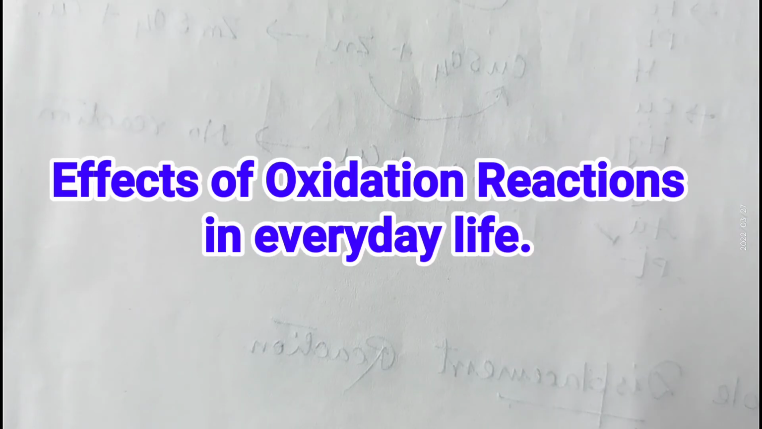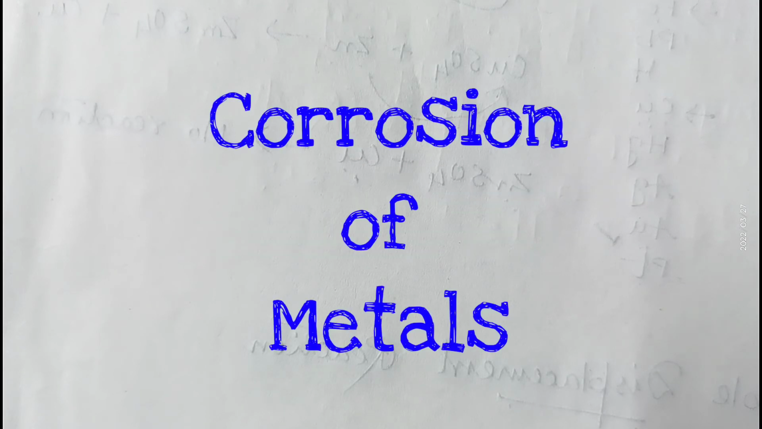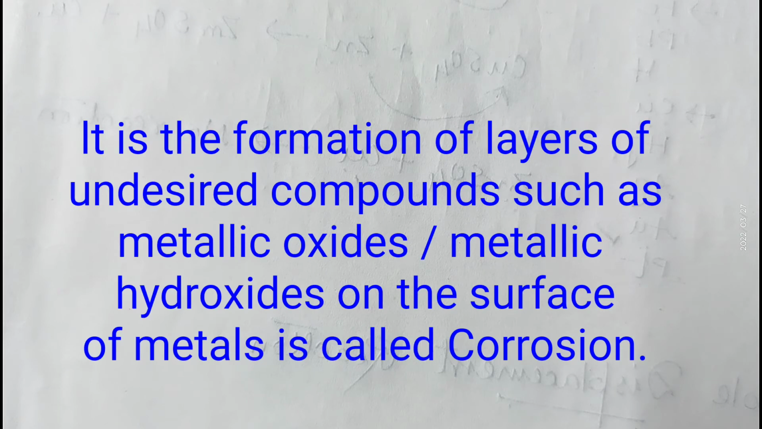Now let me discuss about effects of oxidation reactions in everyday life. Now, the most important oxidation reaction that we see in our daily life is corrosion. Now, what is corrosion? Corrosion means it is the formation of layers of undesired compounds such as metallic oxides and metallic hydroxides on the surface of metal is called corrosion of metals.